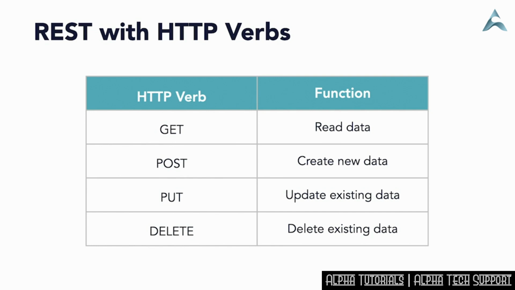But those actions are usually taken on a specific item or on a set of items. And that item or those items, they do have a uniform URI. So this is what the REST principle is all about.